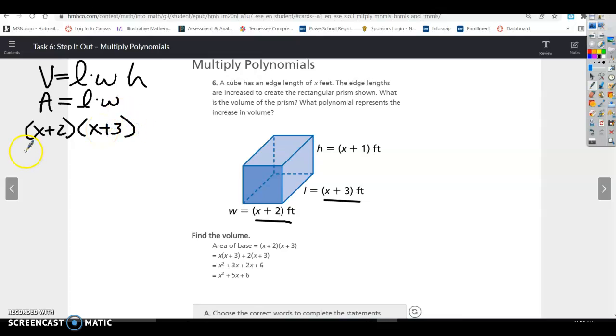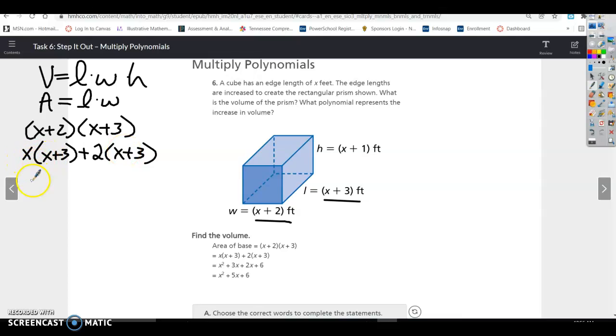And to do this, we can do distributive property. So we're going to do x times x plus 3, and then we're going to do 2 times x plus 3. And that's just distributive property. Again, if you want to use the table, you are welcome to do so.